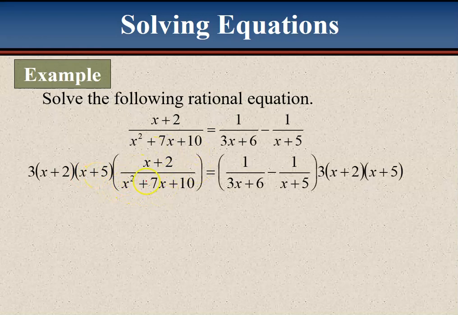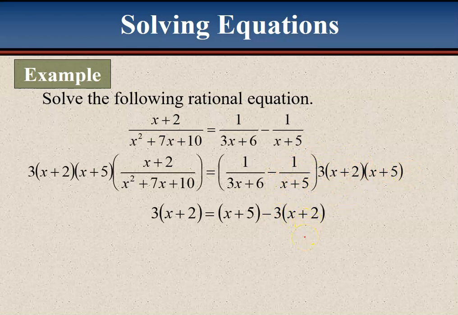And then after that, simplify into the simplest form. So here we can cancel out that one. The remaining is 3 times x plus 2. Here, if you are going to multiply, that's 1, so cancel out 3x plus 6 times x plus 5. That's the reason why we have x plus 5 here. And then on the other side, minus, we don't have x plus 5, so cancel out x plus 5. So therefore, you will have 3 times x plus 2.